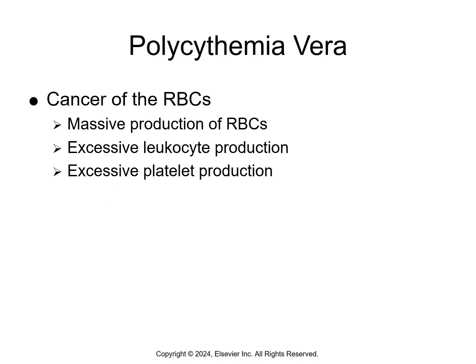Polycythemia vera. This is basically the opposite of anemia. Polycythemia vera is cancer of the RBCs where the body produces too many blood cells. Too many RBCs, too many WBCs, too many platelets. So the blood becomes thick like sludge, and thick blood increases the risk, of course, of stroke, MI, DVT, PE, things like that. Polycythemia vera is dangerous because the blood's too thick to flow smoothly, so clots can form easily.